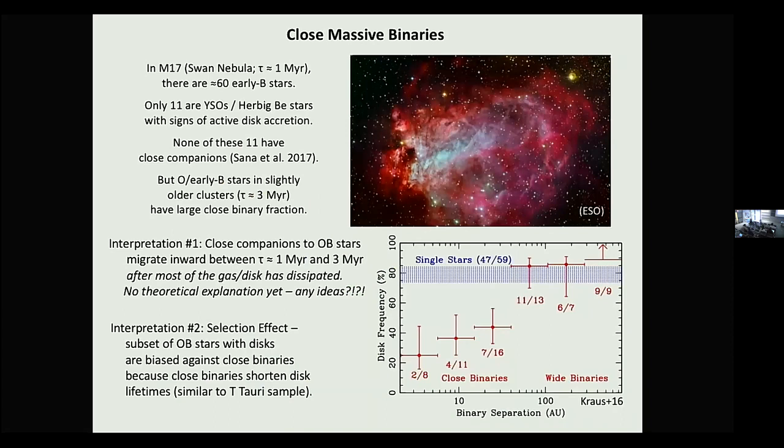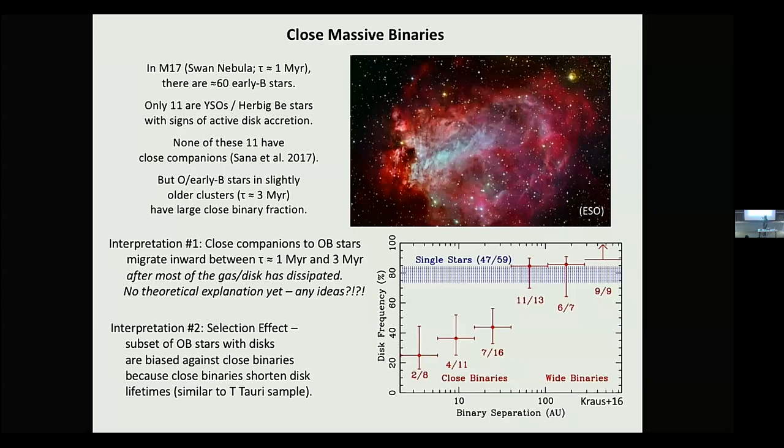And so here's a summary of the observations very quickly. You have the Swan Nebula, M17. It's about 1 million years old. There are 60 early B stars in there. What they did is they found 11 of them that were young stellar objects, these massive stellar objects with a disk, or Herbig Be stars. They looked at those 11 and found that none of them had close companions. And the binary fraction of those systems was 0.